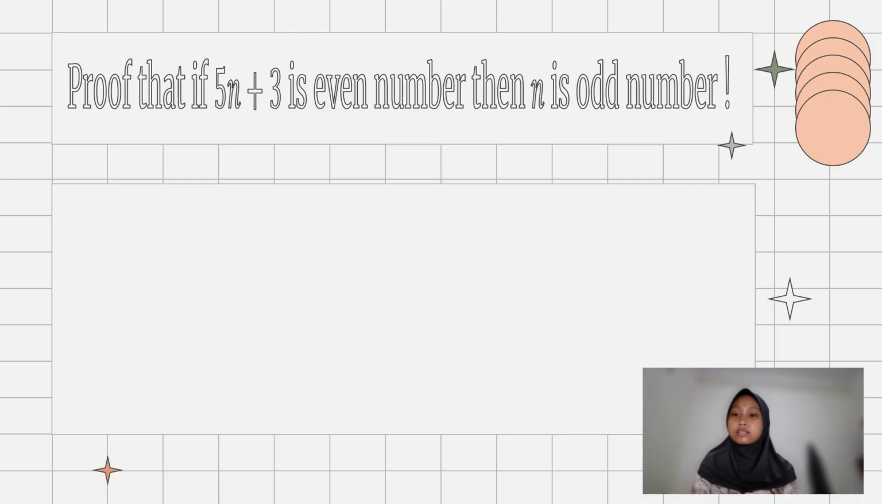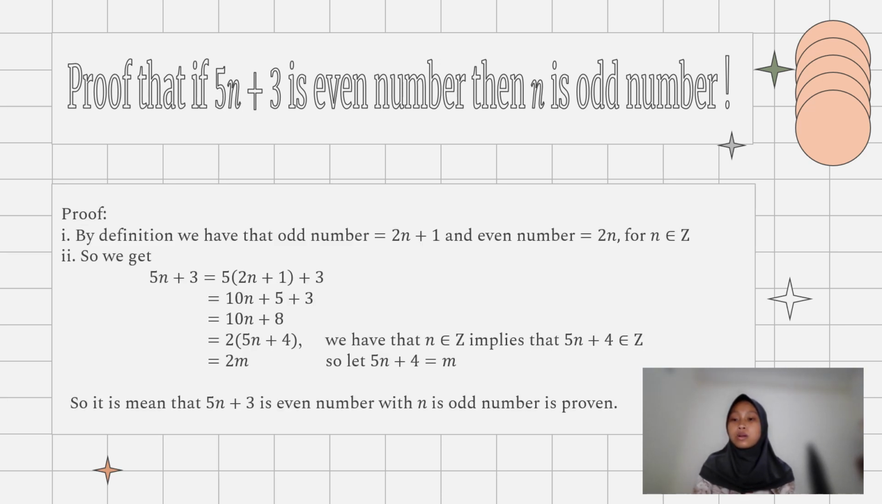Okay, the question is prove that if 5n plus 3 is an even number, then n is an odd number. To prove, first, by definition, we have that an odd number is equal to 2n plus 1, and an even number is equal to 2n for n an element of the integers.